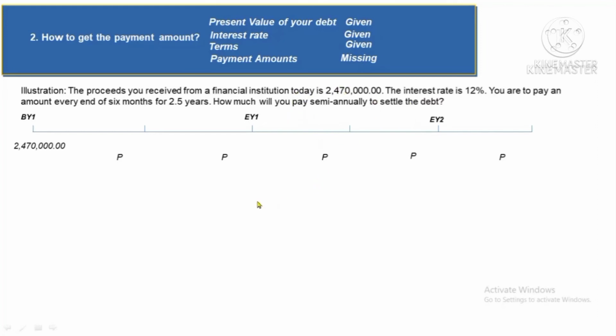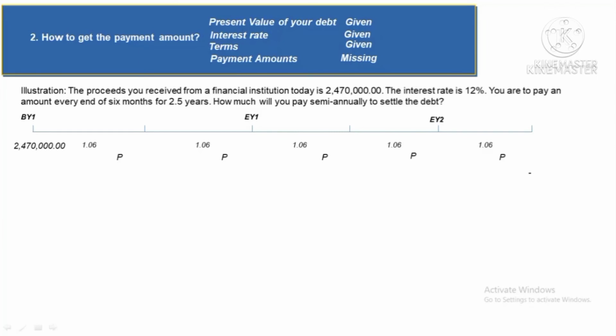So what are we going to use? We have 6% or 12% divided by 2. So we're going to use 1.06. So if we simplify the problem, it's as if it's telling you that if your liability is 2,470 and it will grow at 6% every 6 months, how much will you pay so that your liability will be fully satisfied at the end of 2.5 years?